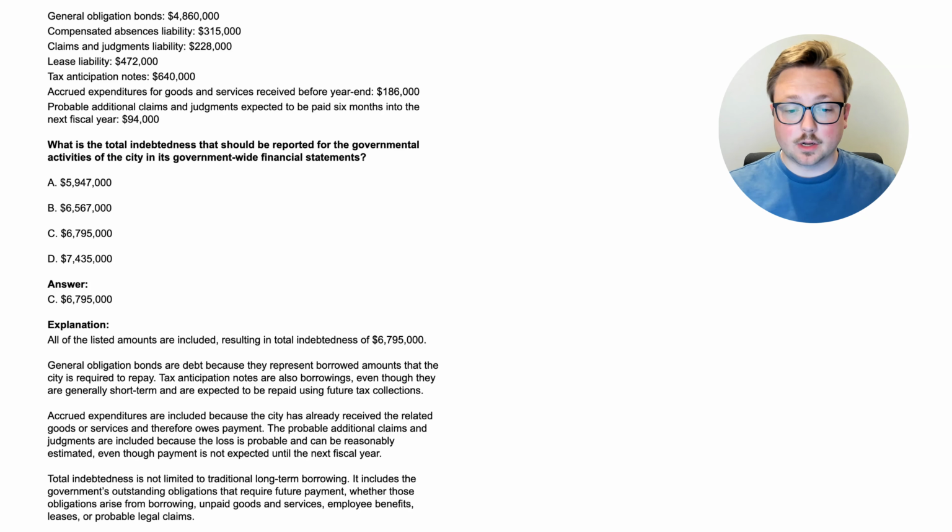Accrued expenditures are included because the city has already received the related goods or services and therefore owes payment. The probable additional claims and judgments are included because the loss is probable and can be reasonably estimated, even though payment is not expected until the next fiscal year. So it is a liability because it's probable and they're expecting to have to pay it in the near future, so they're counting it as a liability.